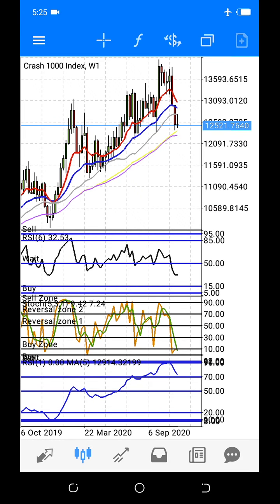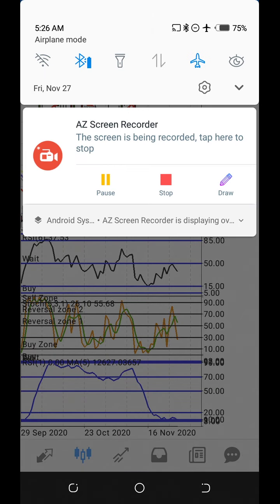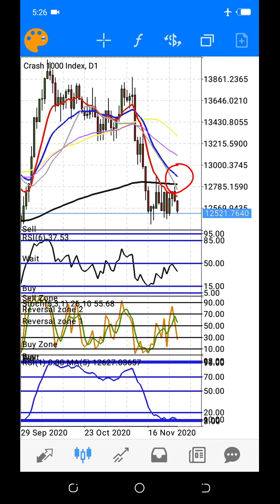Let me show you something. In Crash 1000, let's come to weekly, daily. You see, something about Crash 1000, in my mentorship group, I had said it's going to sell for a week plus or so. That will still happen if and only if this thing happens. If the blue crosses over the black, you see, it's still far from each other. So this may happen later in the week or even next week. But anytime this black crosses over the blue, then we have a long way.